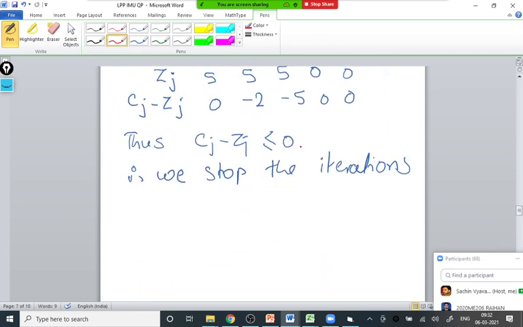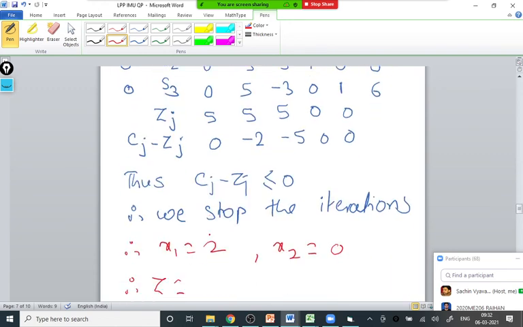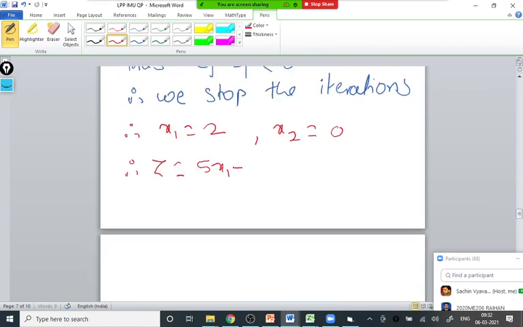So we just have to say thus: x1 is equal to 2 because it is a basis variable, and x2 is a non-basis variable, so it is 0. Hence Z is equal to 5x1 plus 3x2, which is equal to 10. That is the maximum value. That's it, that is the end of the question. So we got (2, 0) as the point where 10 is the maximum value of Z. And that is the end of our simplex iterations there.